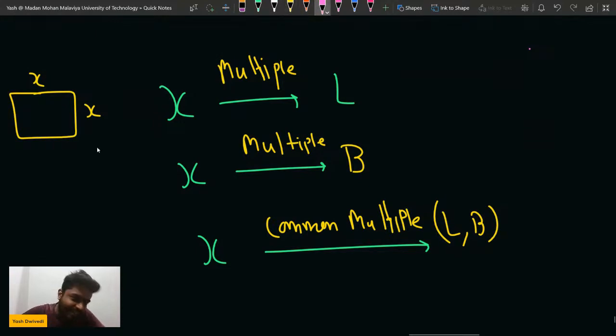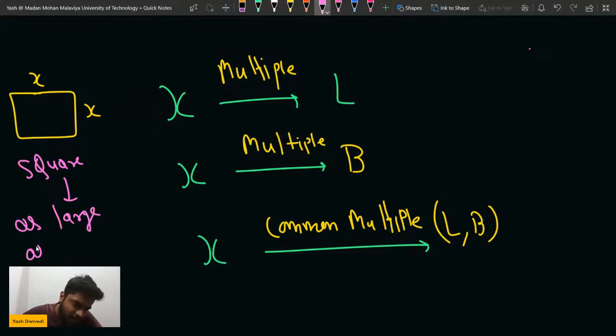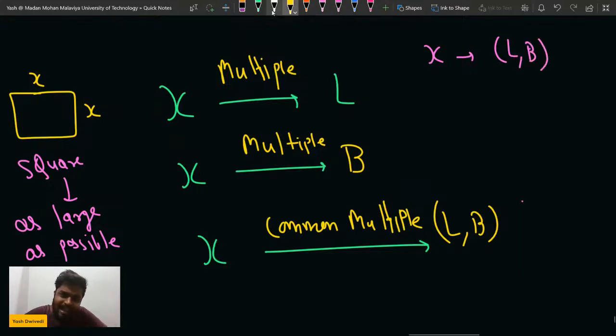Okay, so if this is the portion, and can I say one thing, that X is the square that I'm having to fill this particular grid. So X, this square, should be as large as possible, right? It should be as large as possible. And in this particular observation, what I can say is x is a common multiple of L and B, and x has to be the largest value, right? X has to be largest, or you can say greatest.